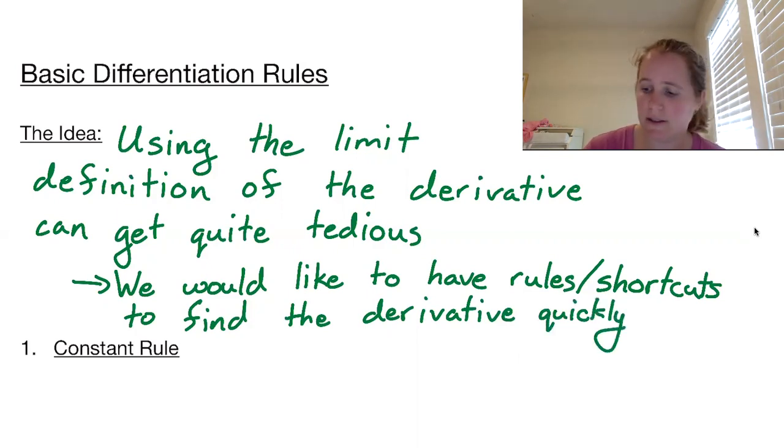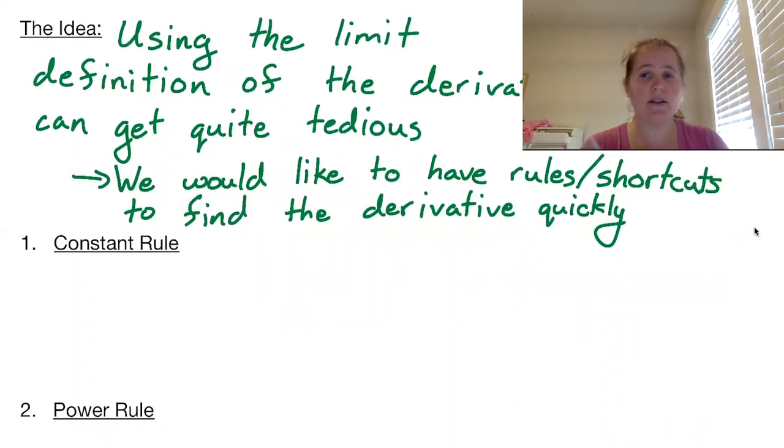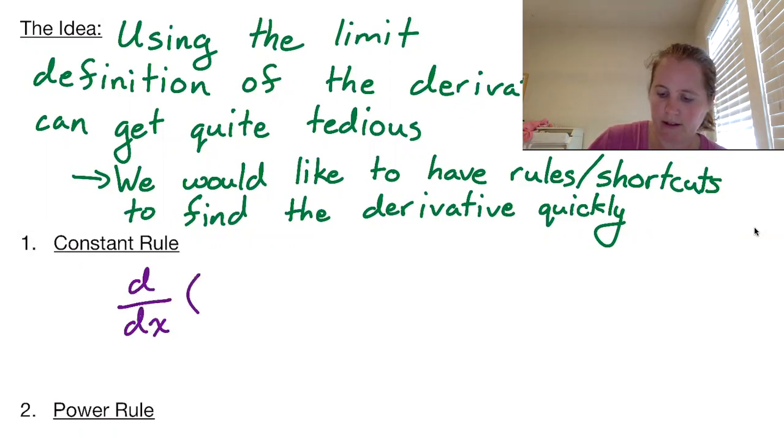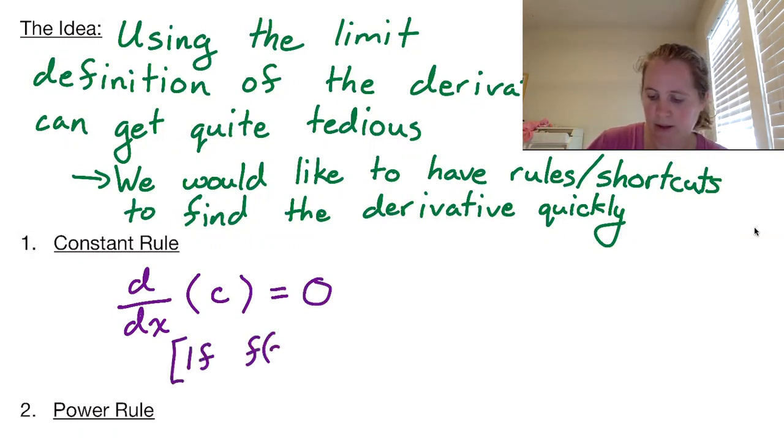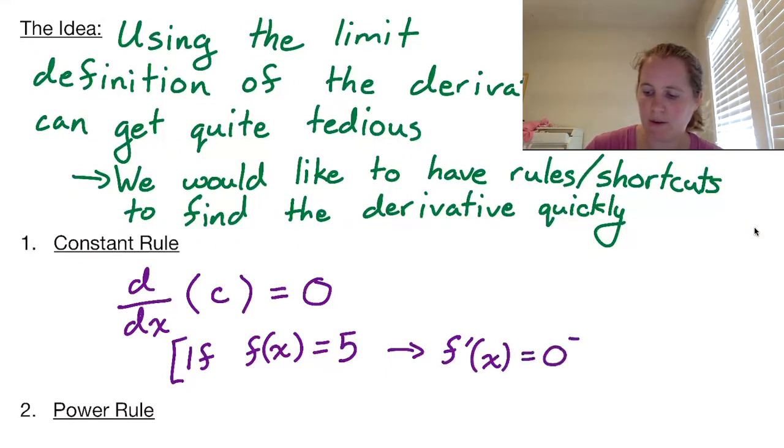So first up is the constant rule. If you think about it, a constant function is horizontal. That just has zero slope everywhere. So it makes sense that the derivative of a constant should just be zero. The derivative d dx of a constant c is just equal to zero. So in other words, if f of x is, say, 5, that's the constant function, then f prime of x is simply 0.